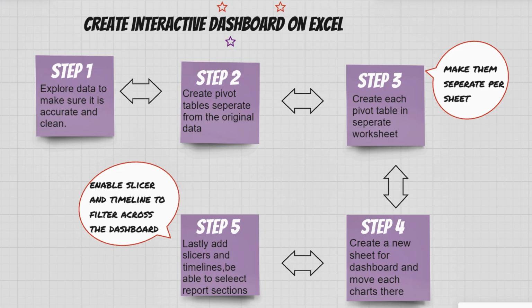And lastly, step 5, we're going to add slicers and timelines to be able to select report sections. That means we should enable slicers and timelines to filter across the dashboard. These are the steps we are going to use to achieve what we need.